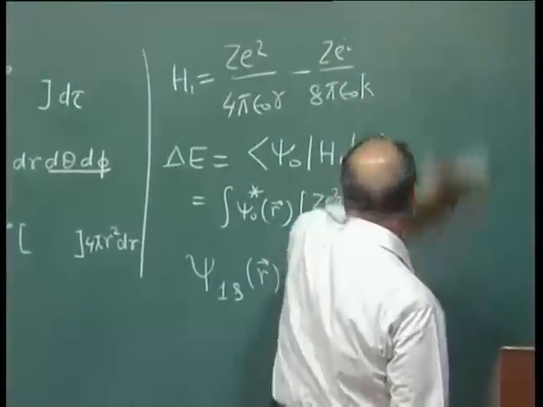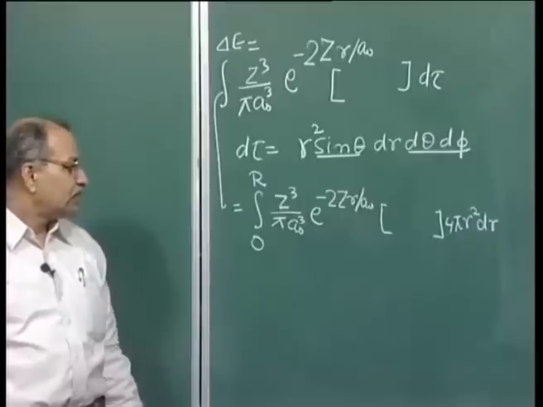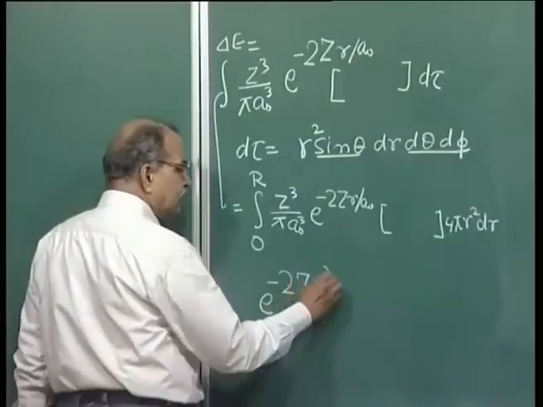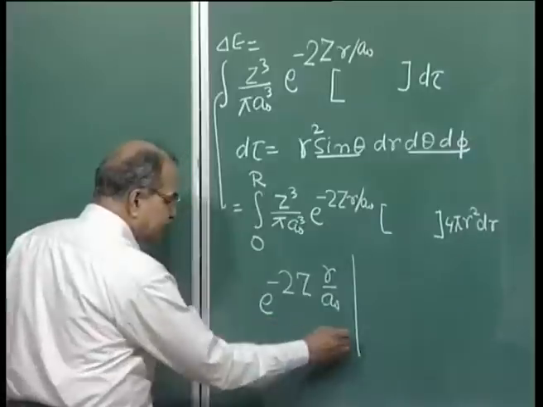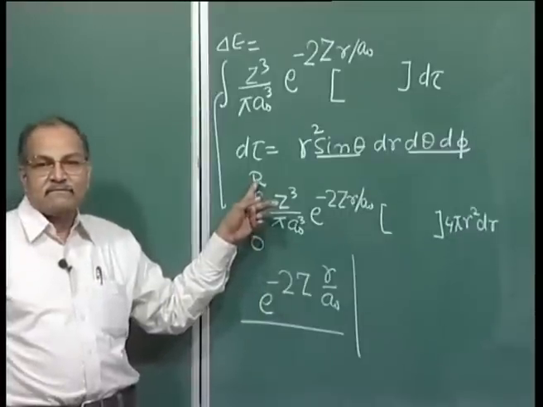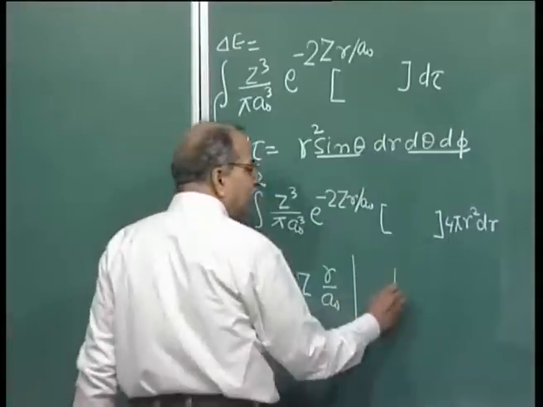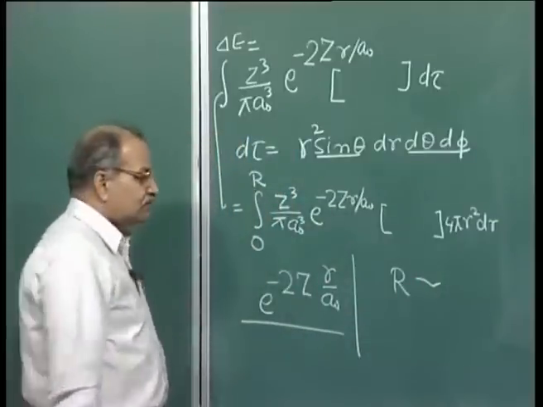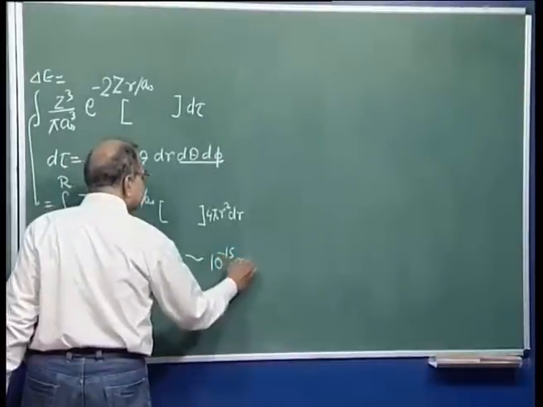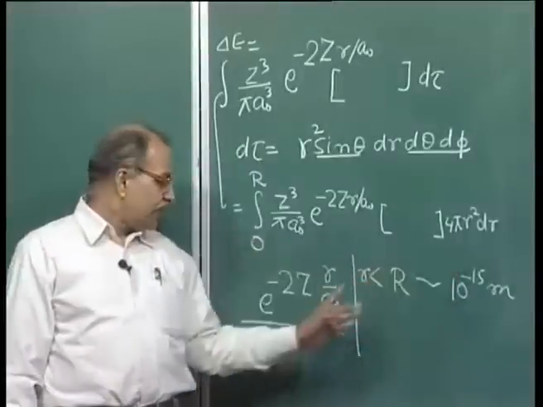Now, there is another level of approximation here. Look at this exponential factor. It is e power minus 2 z r over a naught. Just try to estimate this factor. This small r goes from 0 to capital R. What is capital R? The radius of the nucleus. How much would this typically be? Femtometers, correct, a few femtometers. So, this r, which is always smaller than capital R, has to be of this order.